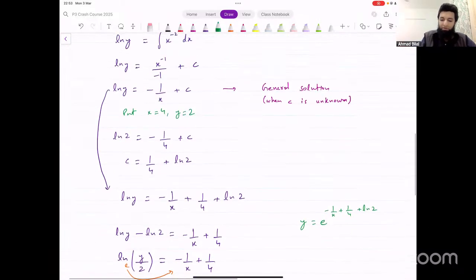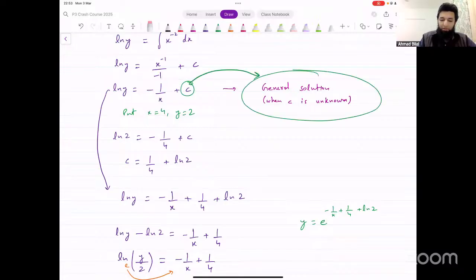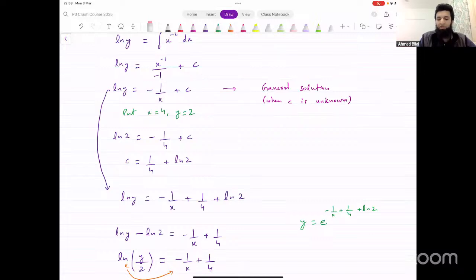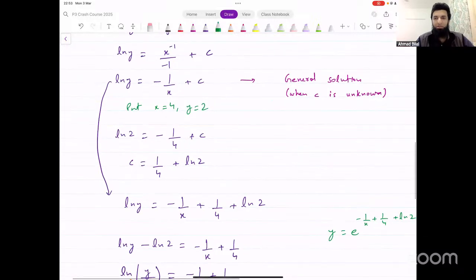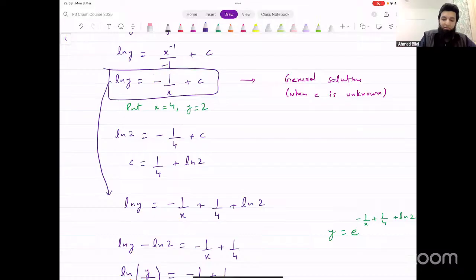When you have an equation in terms of c, that is known as a general solution of the equation. So sometimes they will ask you to find the general solution. All that means is just separate the variables, integrate, and then you would have something in terms of c. Just leave it like that.